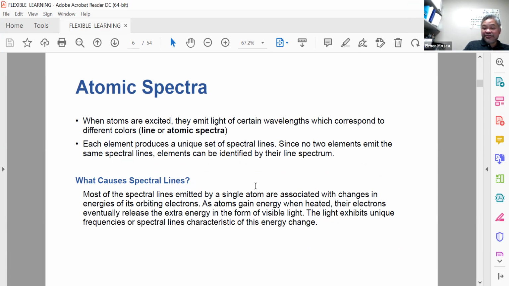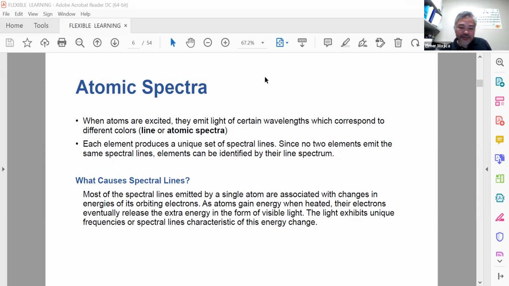So these are their signature peaks. Now, each element produces a unique set of spectral lines. And since no two elements emit the same spectral lines, elements can be identified by their line spectrum. So they have a unique signature peak. No two elements would have the same line spectra.